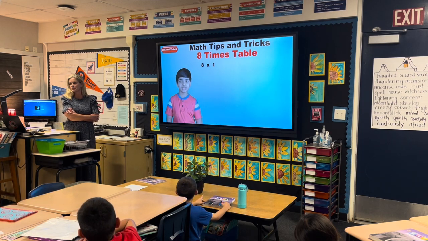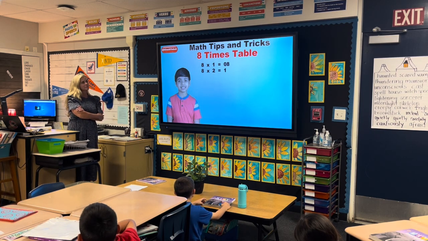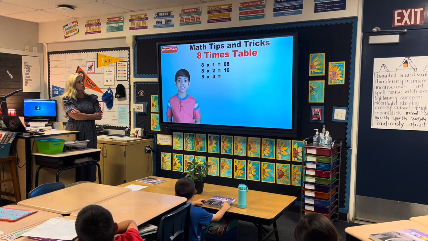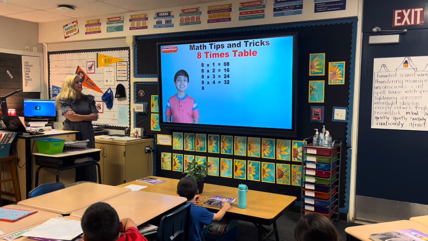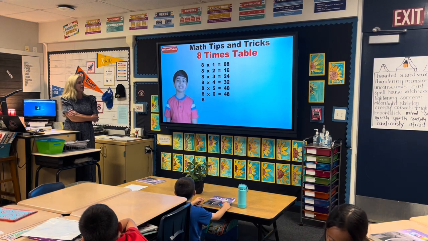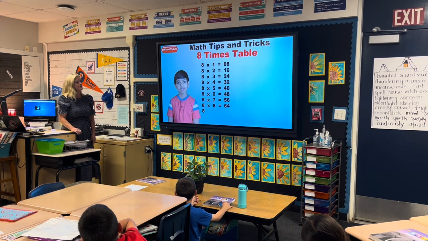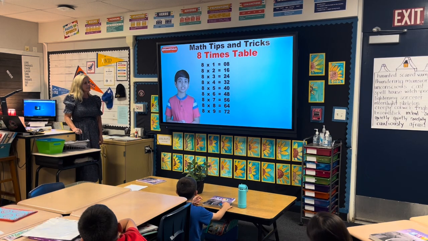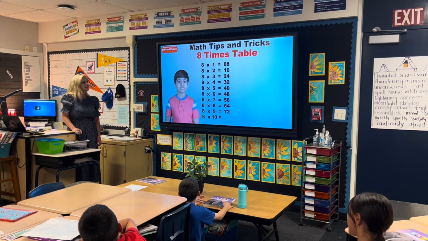8 times 1 is 8. 8 times 2 is 16. 8 times 3 is 24. 8 times 4 is 32. 8 times 5 is 40. 8 times 6 is 48. 8 times 7 is 56. 8 times 8 is 64. 8 times 9 is 72. And finally, 8 times 10 is 80.